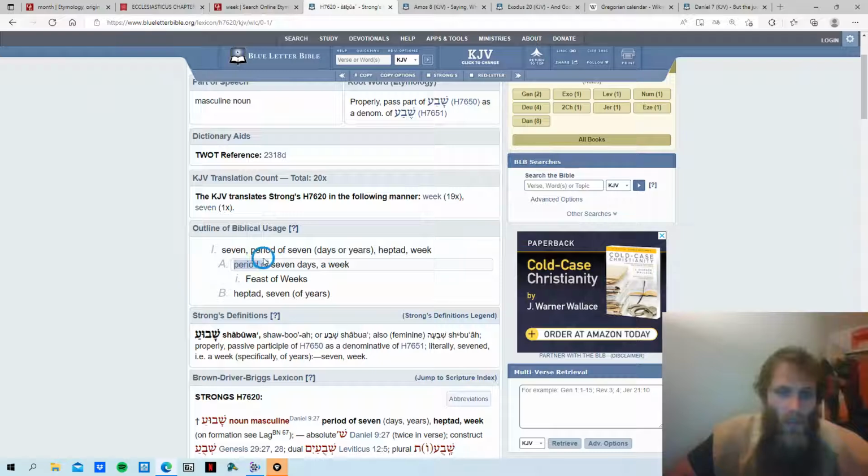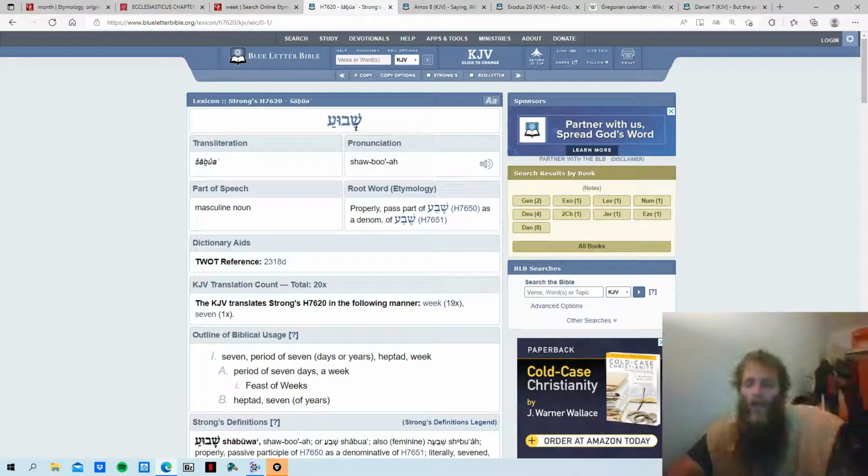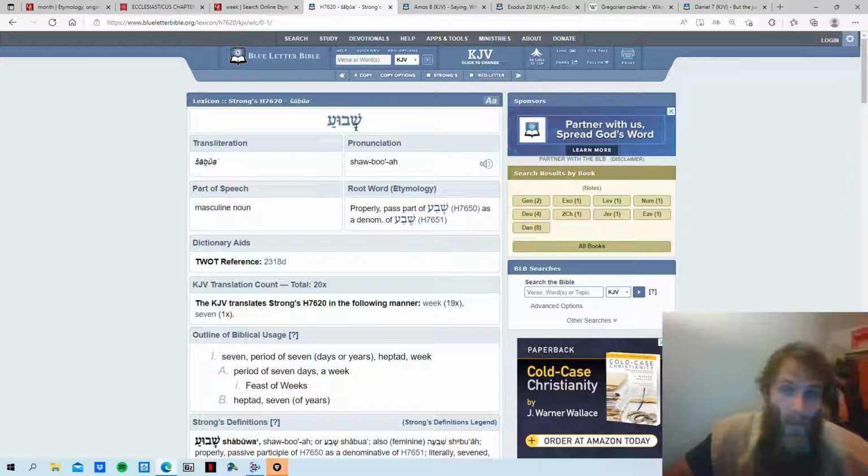You see, so the week is associated to the word 7, which in this day and age, we use the word week to indicate a 7-day period from day 1 up to day 7, which right now we've been given a calendar that goes from Monday to Sunday.